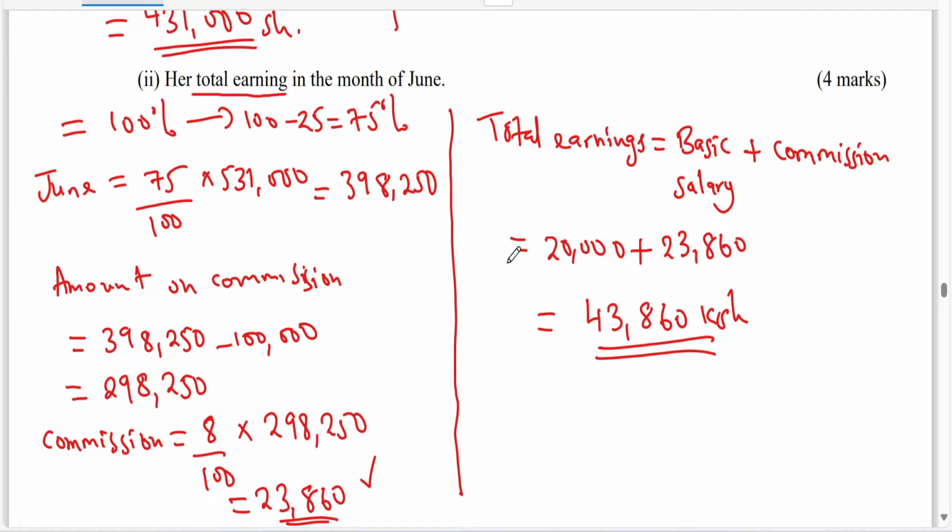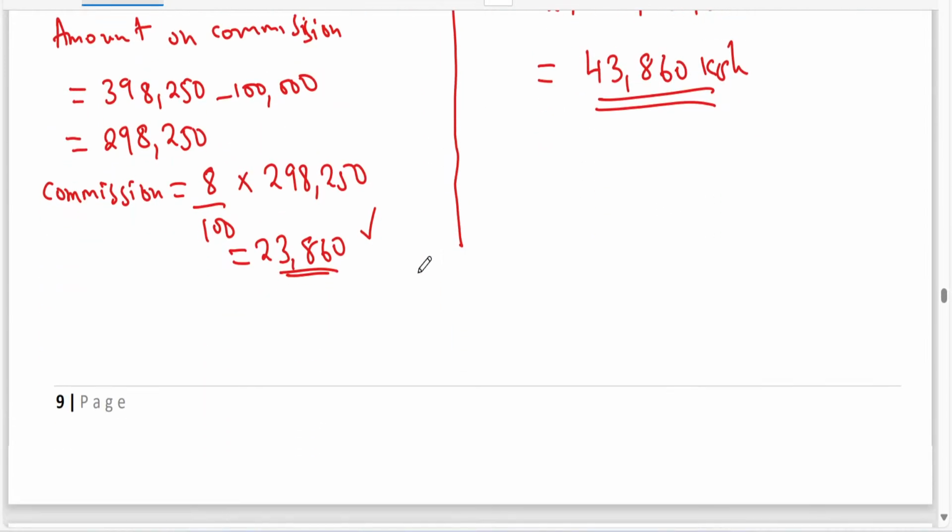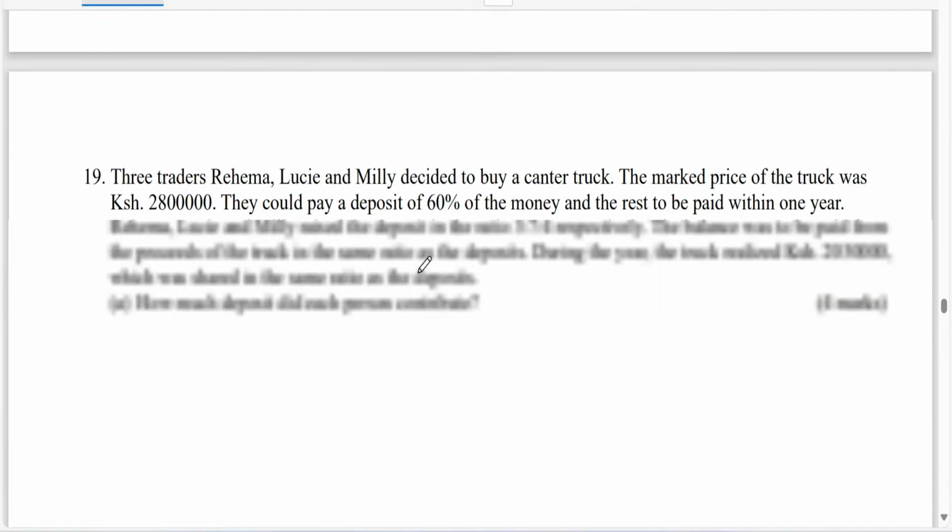Nakumbuka hapo kuna renti, kuna chakula ya kulisha. Tabaki hata ndo maana watu hapa na stress hapa.